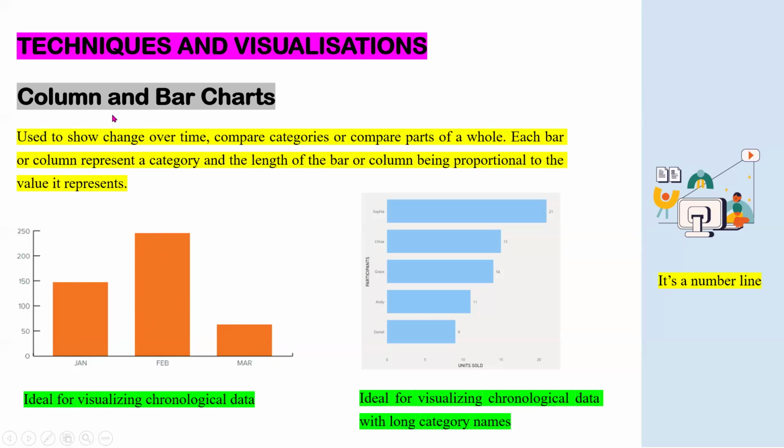So if you want to use column and bar charts, these are the instances where you may want to use that. But this one here is ideal for chronological kind of data. But look at this one. In fact, this is also ideal for this same type of chronological data. But when you see these names tend to slant like that, it becomes very difficult to read. You don't know whether it belongs to this one or it belongs to this one. Then something like this becomes appropriate.